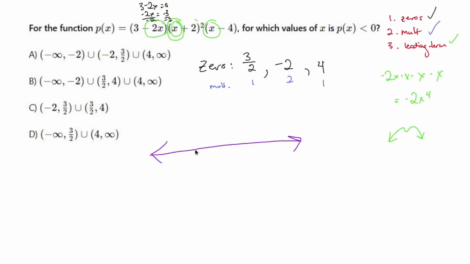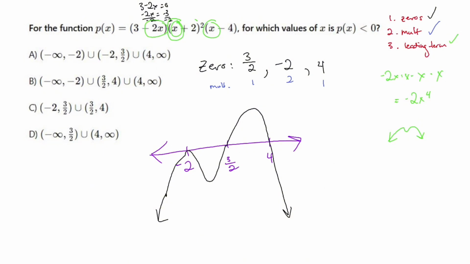I label my zeros: negative 2, 3 over 2, and 4. I'm starting at the bottom here, and as I head towards negative 2, since the multiplicity of negative 2 is even, it's not going to go through negative 2. It's going to bounce off like that. Then it's going to come back up. It will go through 3 over 2 because the multiplicity is 1, come back down through 4 for the same exact reasons, and my end behavior goes down that way.